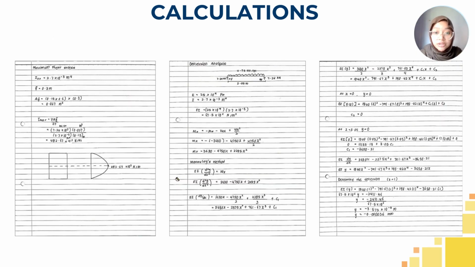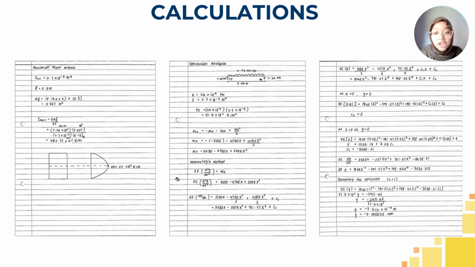Okey, step seterusnya adalah mengira maximum shear stress. Untuk maximum shear stress, saya akan menggunakan ISX iaitu 2.7 darabkan dengan 10 kuasa negatif 3 meter kuasa 4. Dan Y bar saya sama dengan 0.3 meter. Jadinya A saya akan darabkan dengan Y iaitu 0.15 saya darabkan dengan 0.6 saya darabkan dengan 0.3 menjadi 0.027 meter kuasa 3. Untuk T max saya menggunakan formula VA Y bar bahagikan dengan IT.